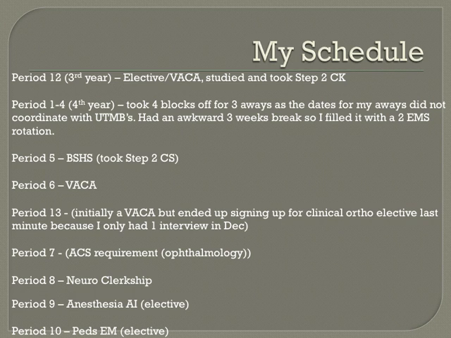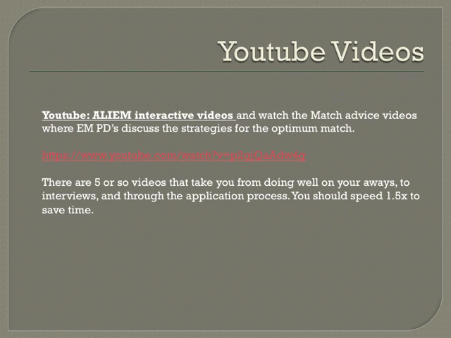Period 7, the one I'm on right now, I took the ACS requirement. I took ophthalmology, which is really helpful, getting your slit lamp exam down and your fundoscopic exam. Period 8, I have neuro. Period 9, I have an anesthesia AI. And then period 10, I'm taking a peds EM rotation in Austin. So that's how I kind of planned out my 4th year.